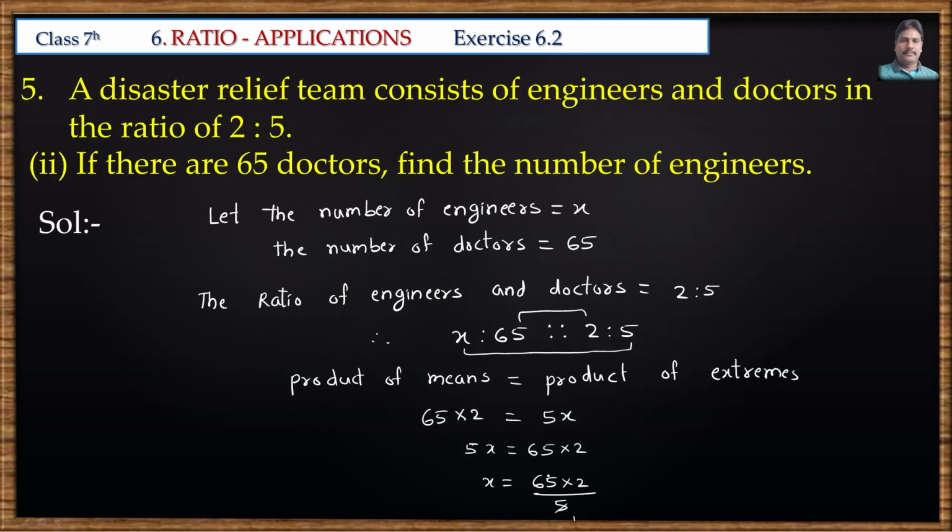5 ones are 5, 5 thirteens are 65. So the x value is 13 twos are 26. Therefore, the number of engineers is equal to 26.